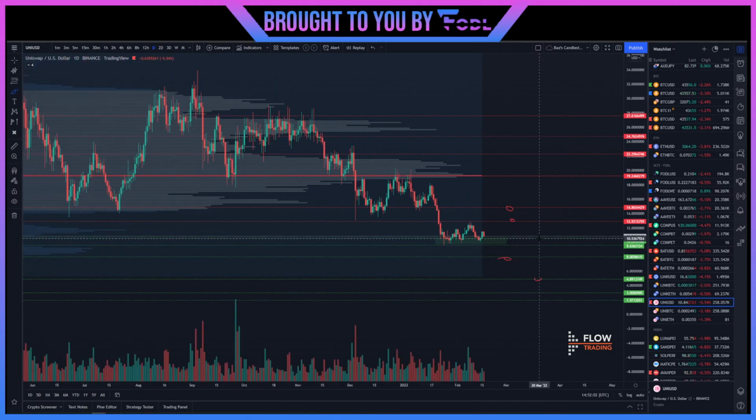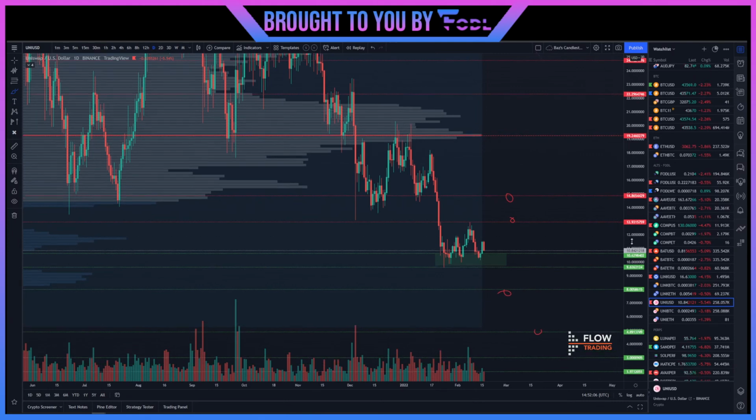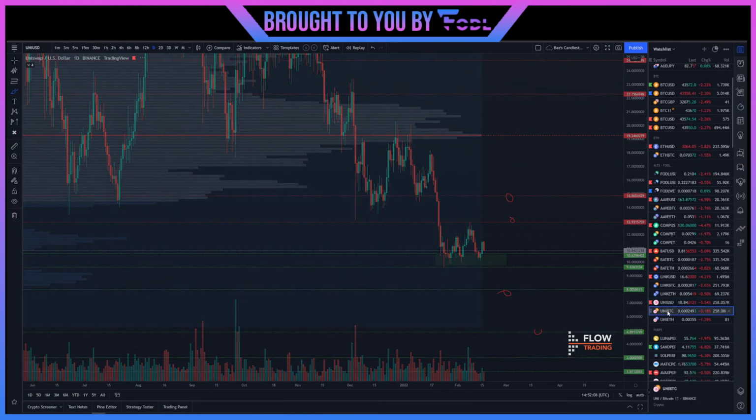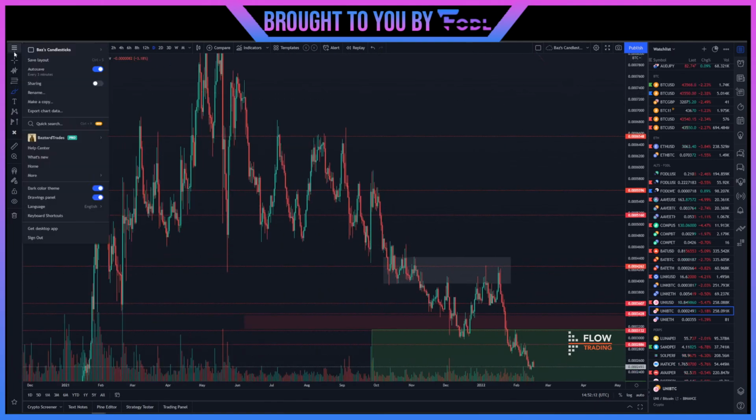We trade level to level, so this is what I'm seeing at the moment, and I'll have more for you guys on Friday. Uni versus BTC, very much the same scenario. We've entered a balance area here.